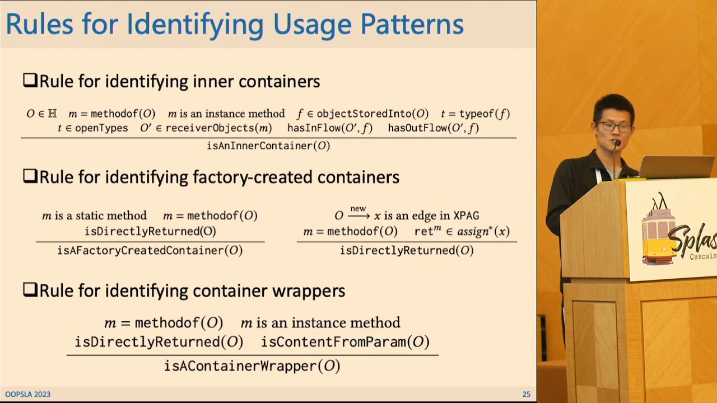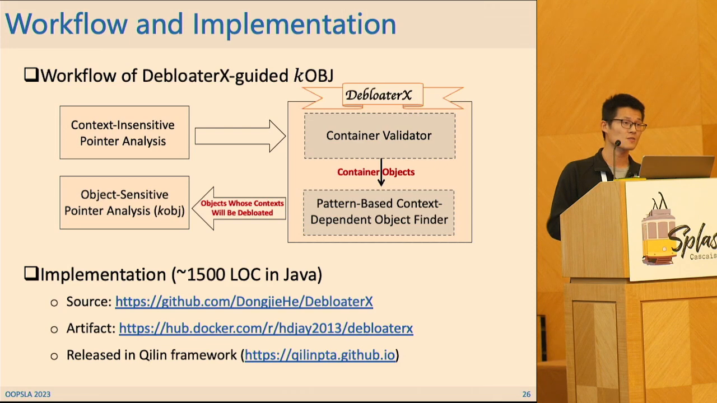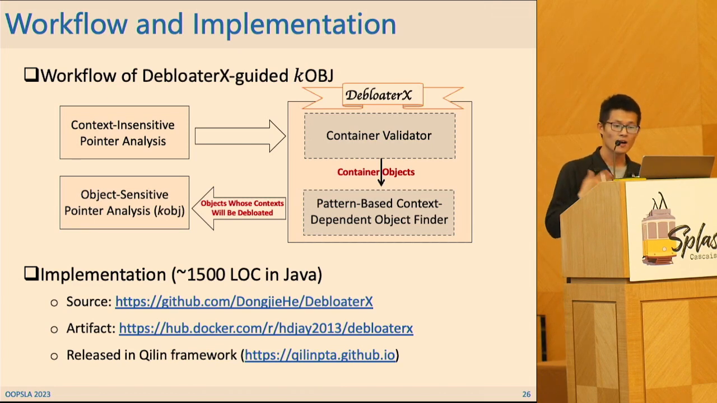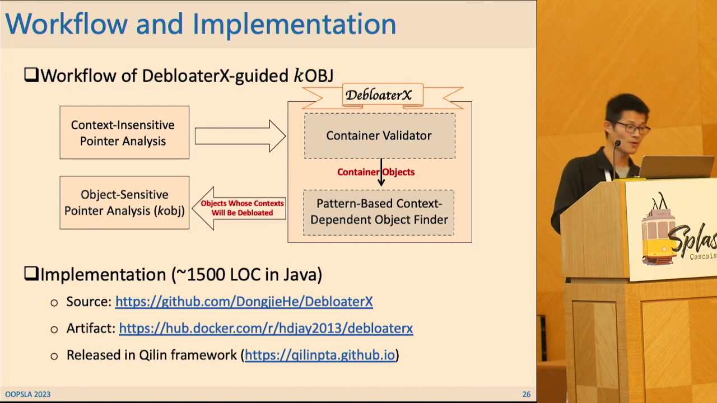This slide just shows the rules for identifying the patterns. Here is the workflow of our DebloaterX guided K-object-sensitive pointer analysis. We first use a context-insensitive pointer analysis to analyze the program. With the imprecise points-to information, DebloaterX will select a set of context-dependent objects based on the three usage patterns. Finally, the context-independent objects are returned to the main pointer analysis for context debloating. Our approach is built on top of the Qilin framework, and the source code and the artifacts are publicly available.